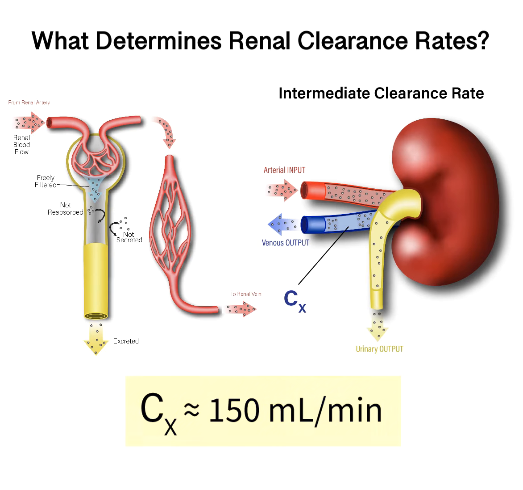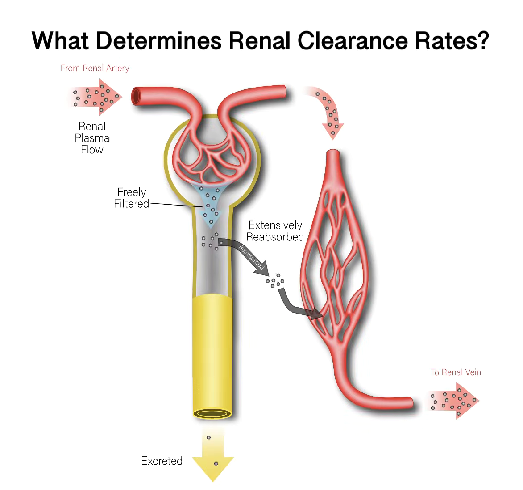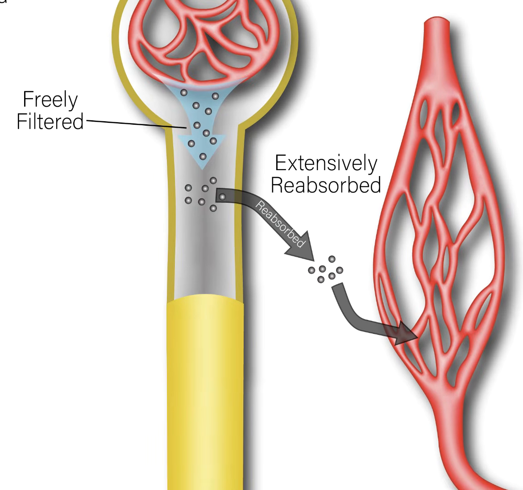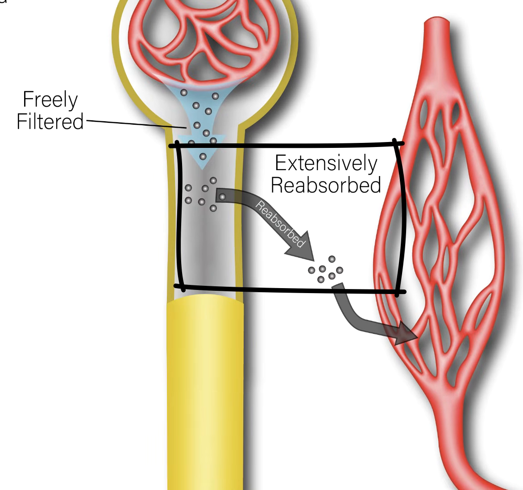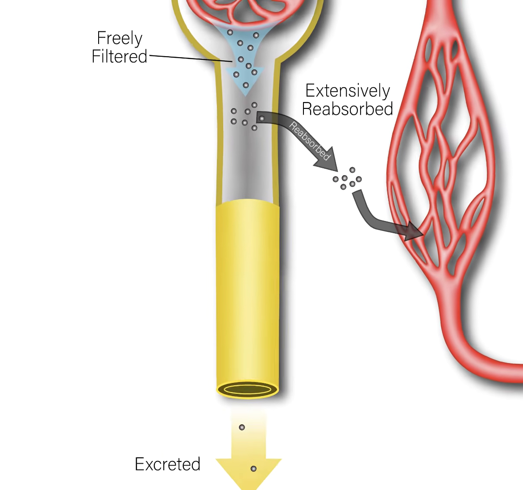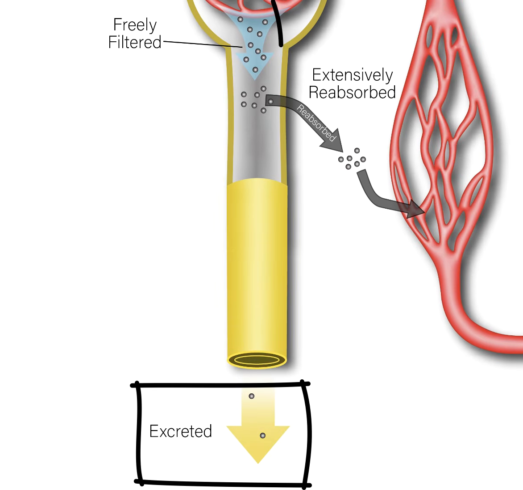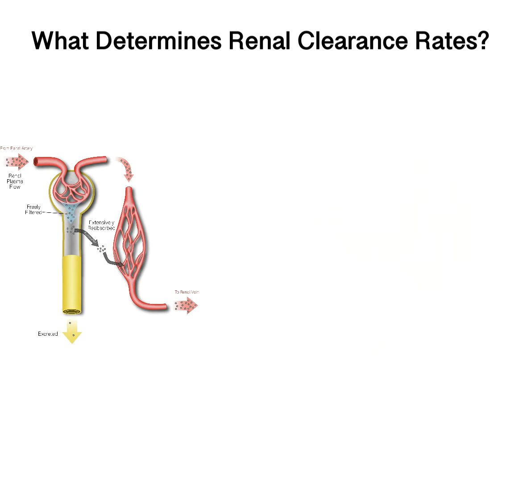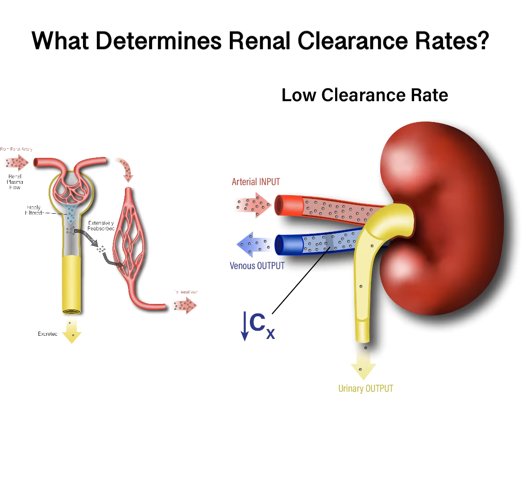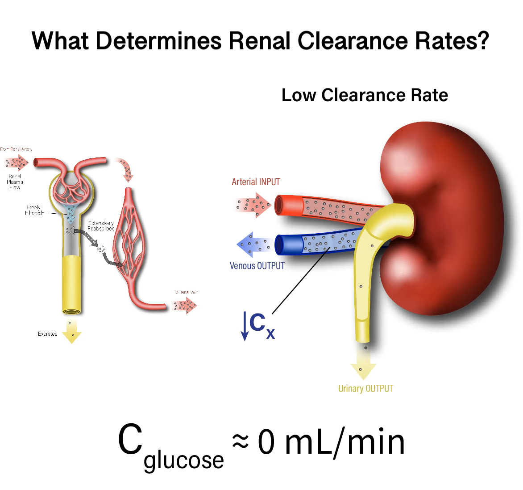This scenario where the substance is freely filtered and neither reabsorbed nor secreted has additional significance that we'll come back to in a moment. Now let's imagine a scenario where a substance is freely filtered but is subjected to extensive reabsorption mechanisms such that the amount excreted is far less than the amount filtered. An example of this would be glucose, which is extensively reabsorbed in the proximal tubule. In this case, the renal clearance rate would be relatively low. In the case of glucose specifically, the renal clearance rate is essentially zero at normal physiological concentrations of glucose.